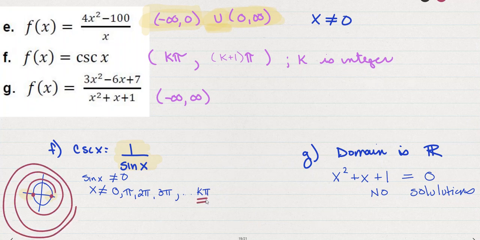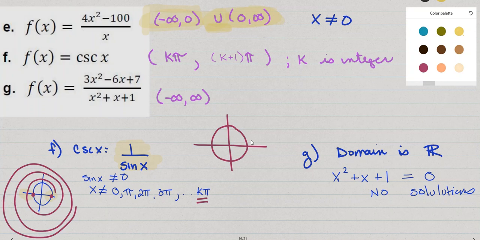So I'm just going to say any multiple of pi. So at pi, 2 pi, 3 pi, 4 pi, 5 pi, 6 pi, etc. And the way that we could write that is we could say, where is it continuous? It's continuous everywhere else. So let me draw another unit circle here to show you. Where is it continuous? I'm going to highlight where it's continuous.